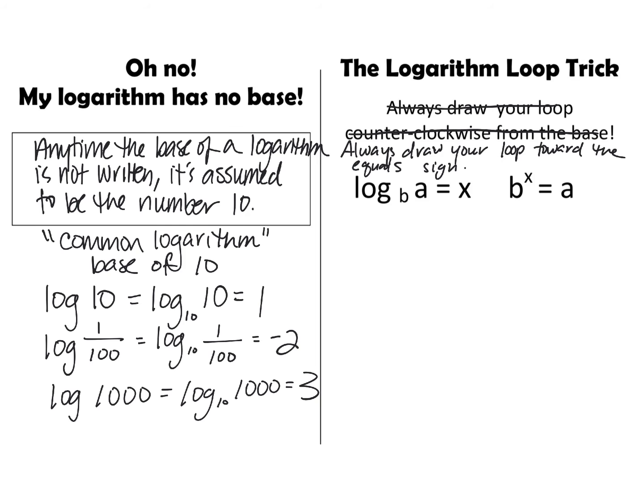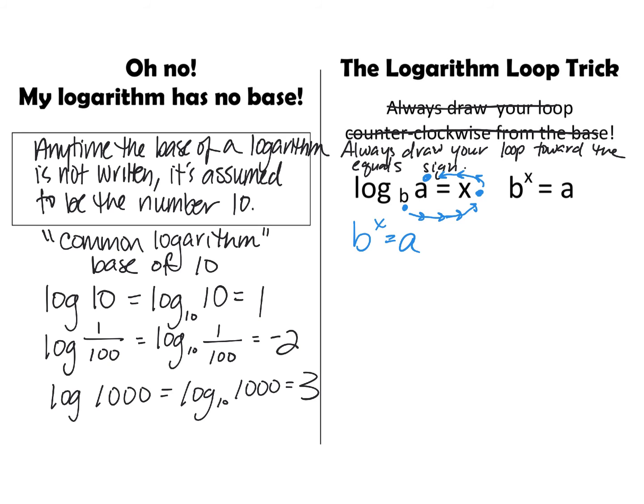So when we do the log loop trick, if we're converting from logarithms to exponential form, we put our pen here at the base. You always start at the base and write that down first. Then you move toward the equals, keep going, and make a little pit stop here at the x, and that becomes your exponent. Now you loop back up, go over the equals, and then you finish here at a. So notice how we've converted from logarithmic to exponential form.